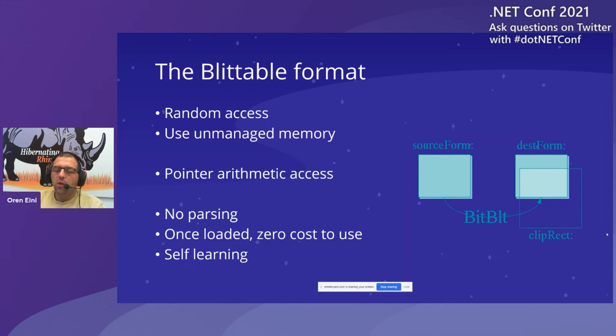This is a format that we call bleedable because you can use it as is. We're using unmanaged memory, pointer arithmetic, a whole bunch of really low-level code. But the whole idea is that once we load the document, we have to do no parsing to access it. We don't have to create intermediate objects. And there are also a bunch of other things that we are learning as we go, but I don't think that we have time to go into that here.